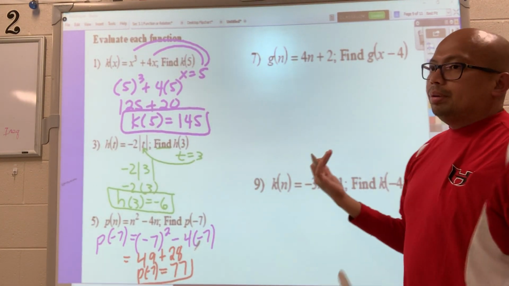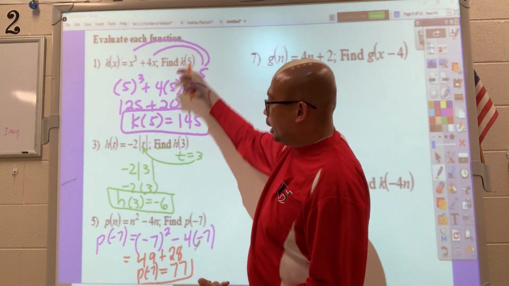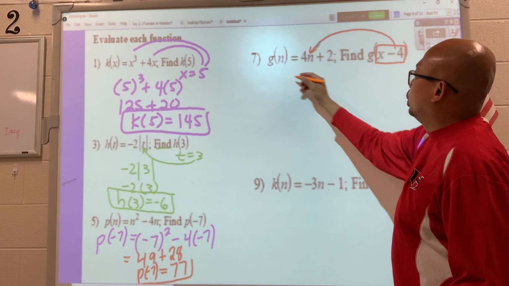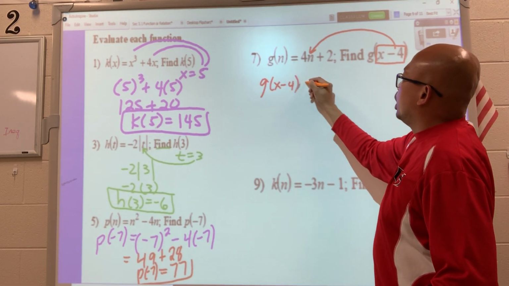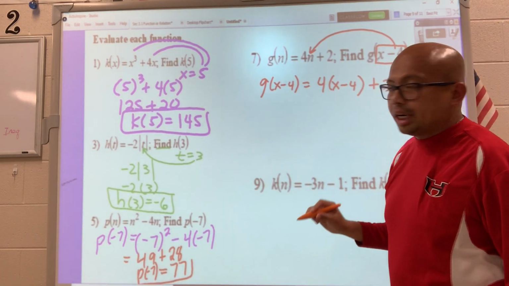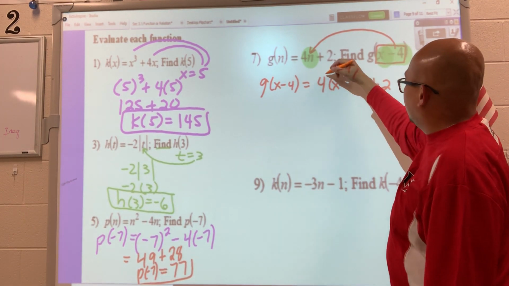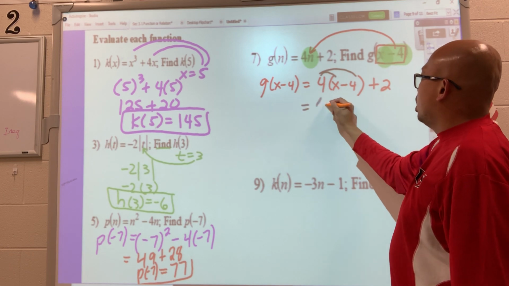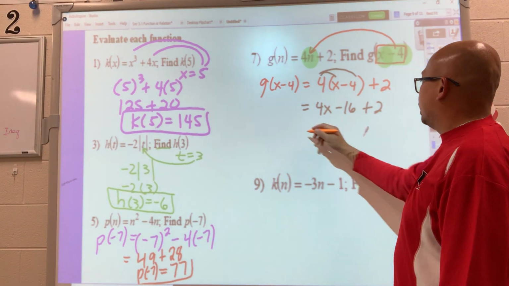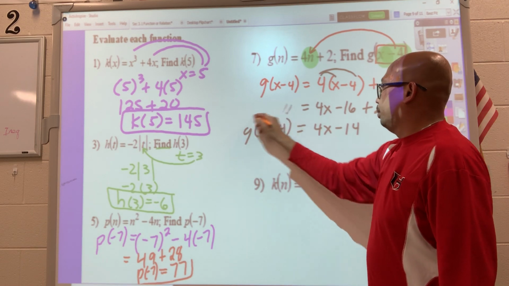g of n. This time, you're evaluating, but you're given an expression. It's not just a number like number 1, 3, and 5. Here, you're going to plug in x minus 4 for the n. So g of x minus 4 will be 4 times x minus 4 plus 2. What I just did here is replace this n by x minus 4. You distribute to get 4x minus 16, but there's a 2 waiting outside, so you combine them. Negative 16 plus 2 is negative 14, so 4x minus 14 is your g of x minus 4.